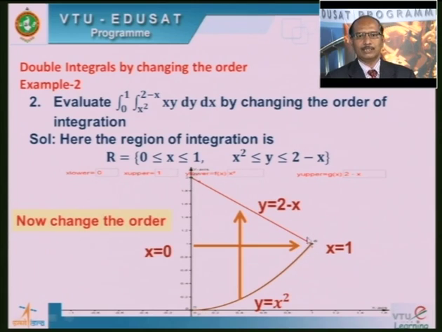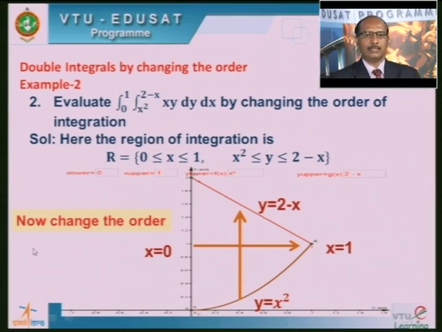Here you can see the value of y. When x equal to 1, you substitute here, y is 1. So this is the intersection of both the curves, (1, 1). When x equal to 1, y is 2 minus 1, that is 1. So the curves intersect at (1, 1). Now the problem asks to change the order, not to evaluate as it is, but to change the order and then evaluate.